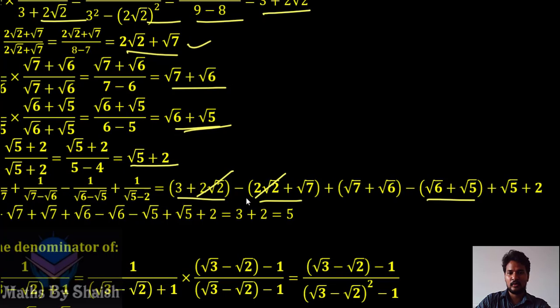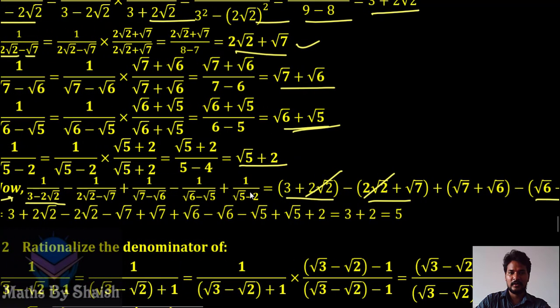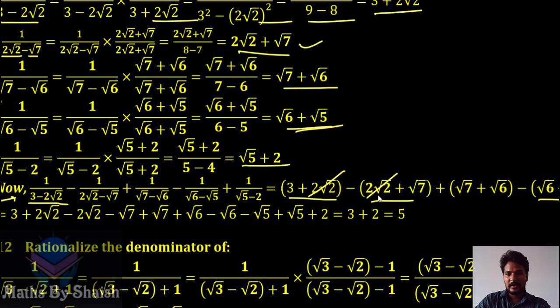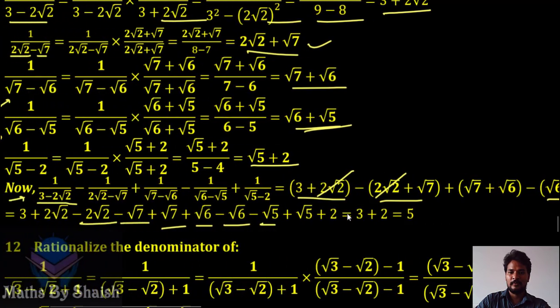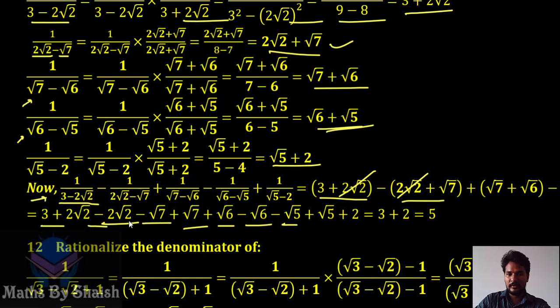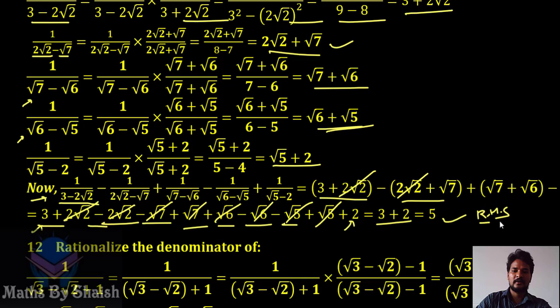First of all I'll open the bracket by multiplying by minus, changing the sign: minus 2 root 2 minus root 7 plus root 7 plus root 6 is there, and then we multiply root 6 plus root 5 by minus, we got minus root 6 minus root 5, and similarly the last one root 5 plus 2. This is all we got, and then plus minus cancelled, plus minus cancelled, minus plus cancelled, and we got 3 from here and 2 from here, which will give us 3 plus 2, which is 5, and hence it is the right hand side and proved.